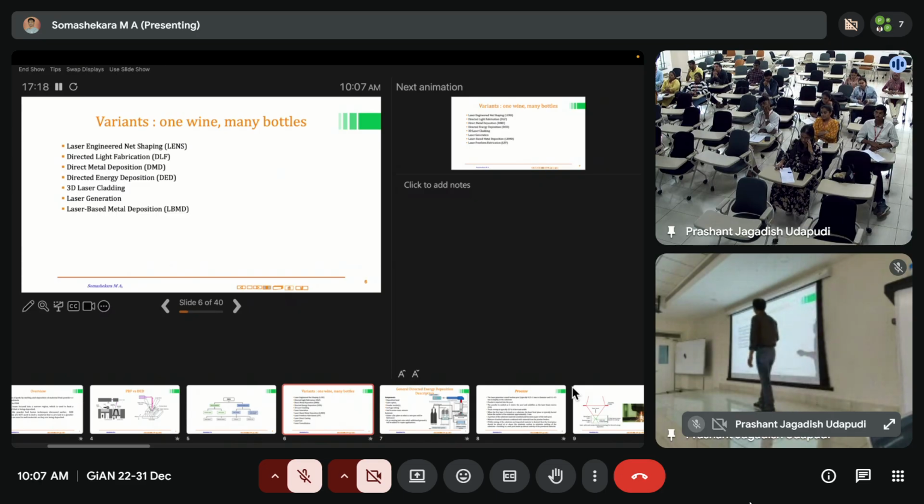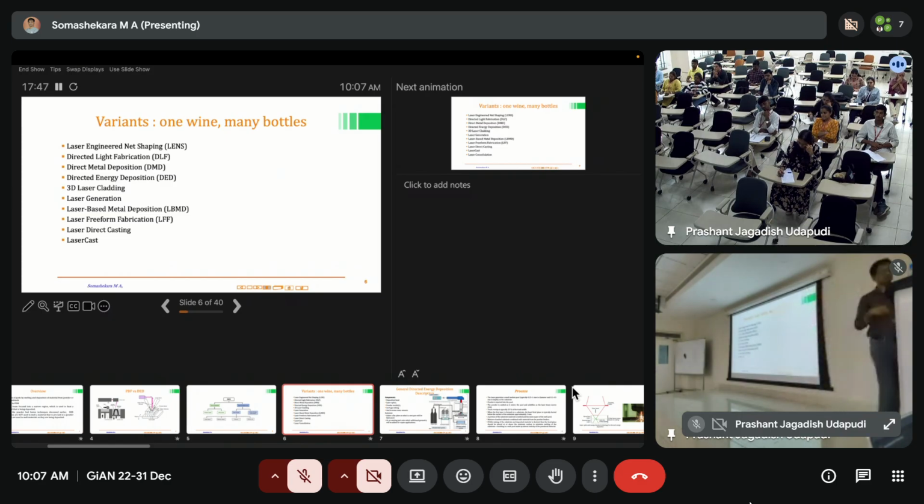And then, most commonly, later on people have classified all this technology under one umbrella, which is directed energy deposition, right? You have 3D laser cladding, laser generation, and laser based metal deposition. There are so many other variants after that, so you can find many similar technologies when it comes to the concept. There may be a few more names which I may not be presenting here.